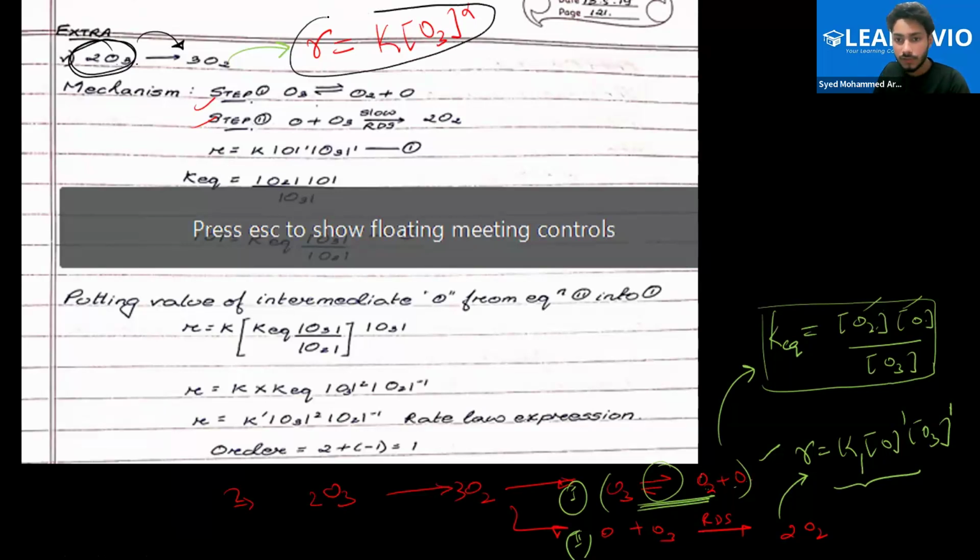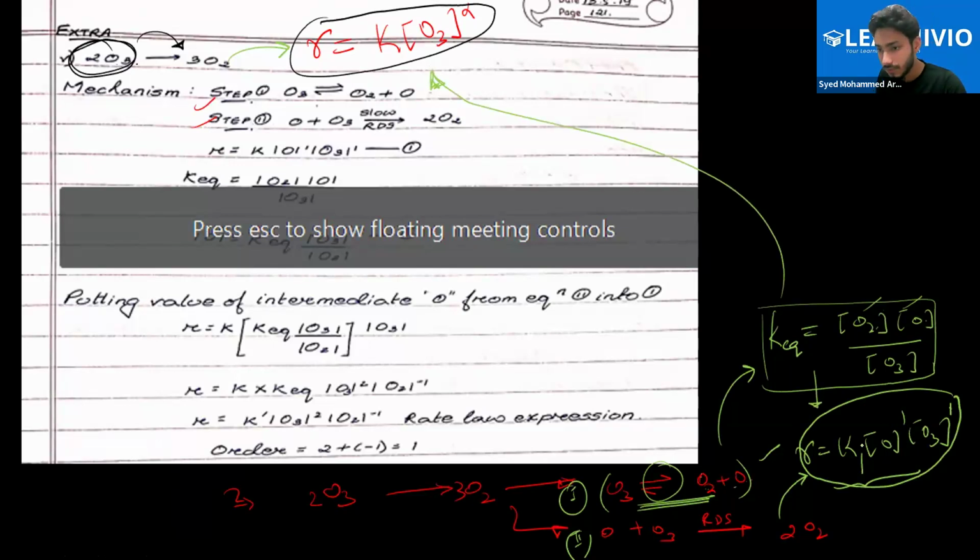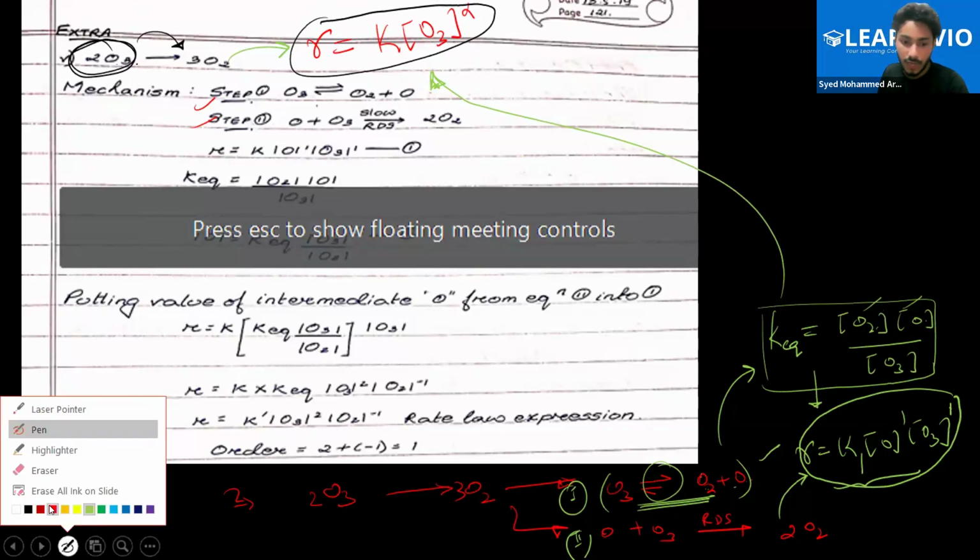Yes. You have to do simplifications in this law of active mass with the help of K equilibrium in order to get this expression. Are you getting my point? You have to do simplifications in your law of active mass with the help of K equilibrium in order to get this expression.